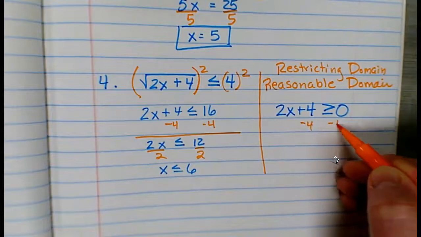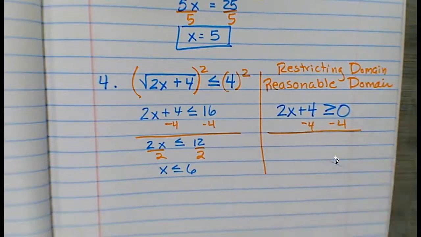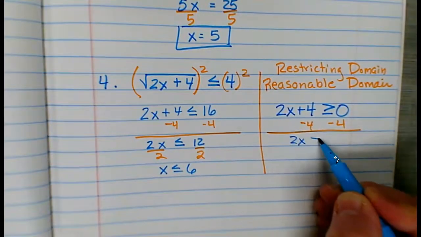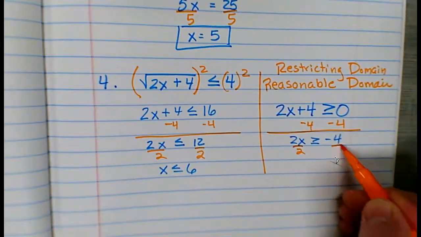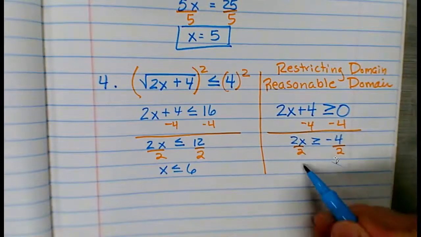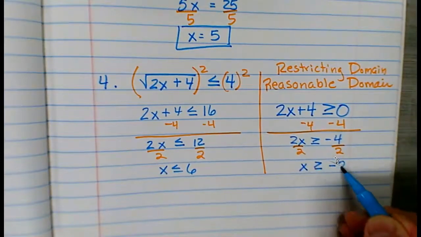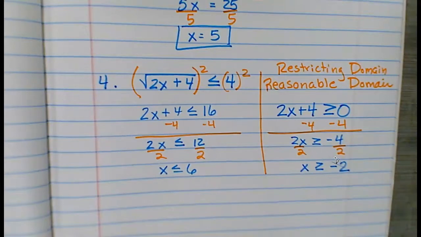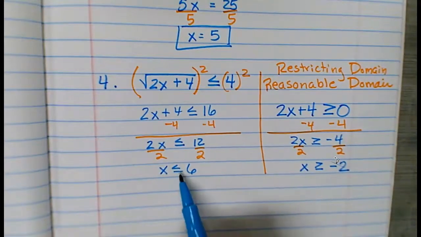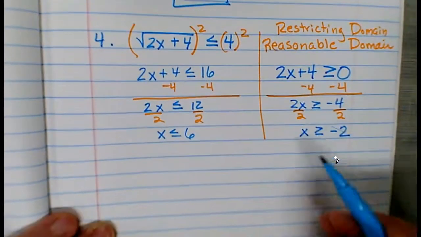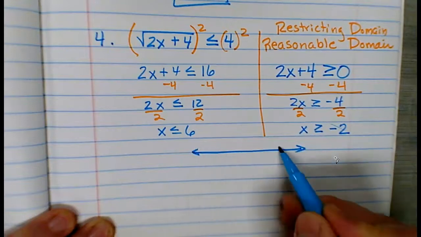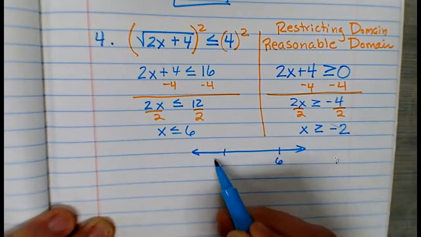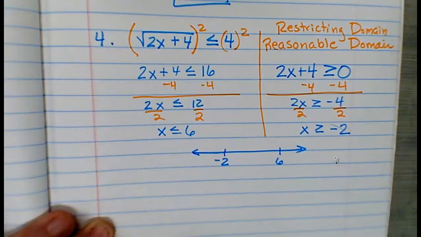I'm going to solve this out. 2x negative 4, divide by 2. And then I'm going to put my answers together. The answer is this and this, and a number line can help me do that. Have the number 6 and the number negative 2.